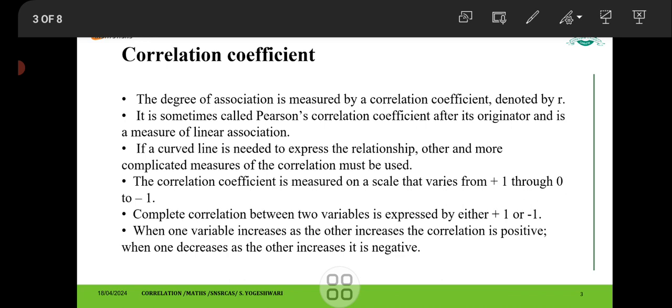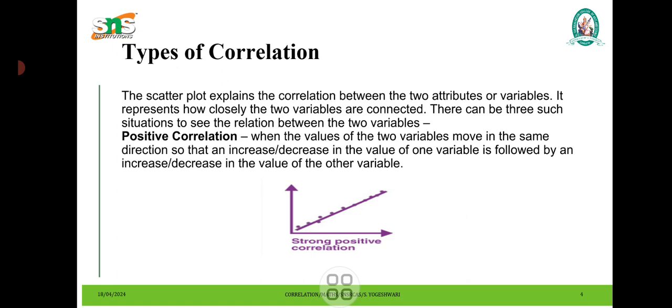Complete correlation between two variables is expressed by either +1 or -1. When one of the variables increases as the other increases, the correlation is positive. When one decreases as the other increases, it is negative. So, types of correlation. The scatter plot explains the correlation between the two attributes or variables. It represents how closely the two variables are connected. There can be three such situations to see the relation between the two variables.